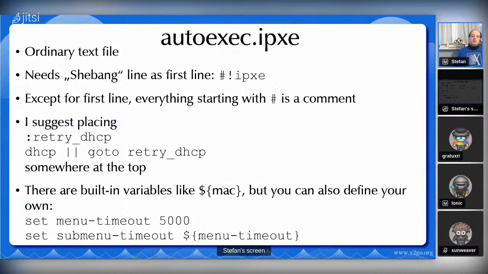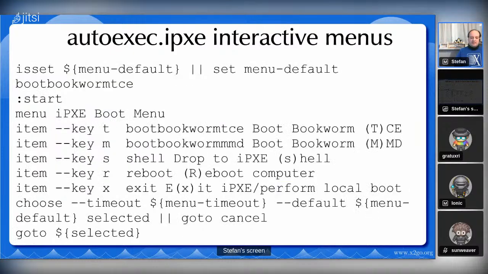Here you can see how the timeout variables for an interactive menu and its submenus are set, with the submenu's timeout variable being assigned the same value as the main menu's one. And this is what a very simple interactive menu would look like. At the top, we set a default entry that will be selected if no choice is being made by the user. Then there's a shortcut key, a long name, and a description, similar to the menus you might know from PXE Linux. And at the bottom is a goto command, which jumps to a label that needs to match the long name from above.